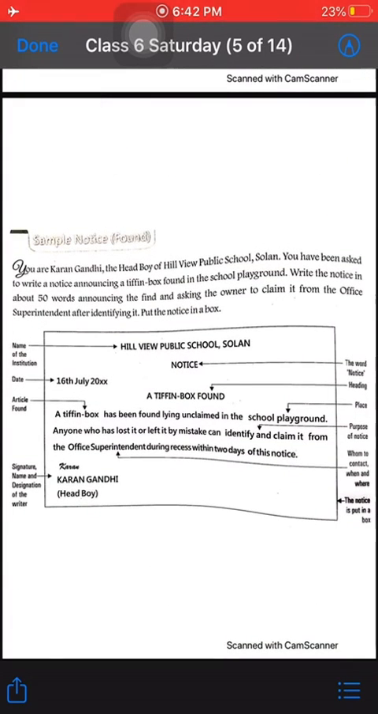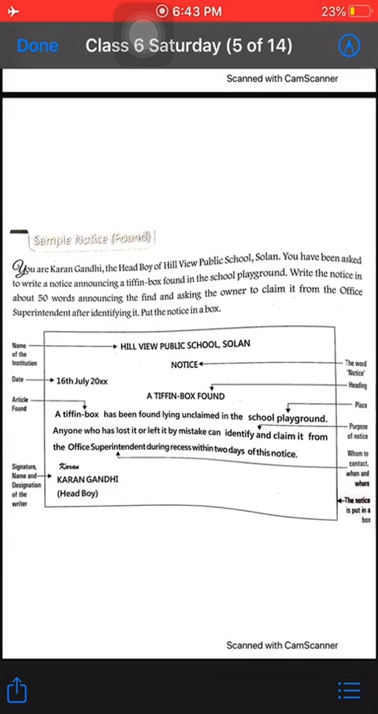You are Karan Gandhi, the head boy of Hillview Public School, Solan. You have been asked to write a notice announcing a tiffin box found in the school playground. Write the notice in about 50 words, announcing the find and asking the owner to claim it from the office superintendent after identifying it. Put the notice in a box. Now here, see in the question, name is also given, designation is also given, school name is also given. So first line, school name, Hillview Public School, comma, Solan, in the bold letters. Second line, notice word, then the date, and then what is being found, a tiffin box found.